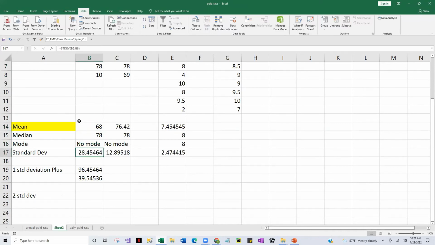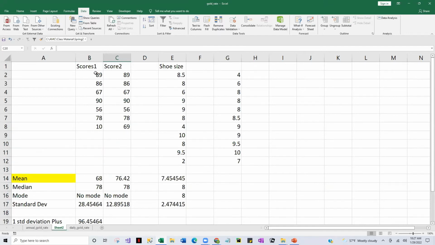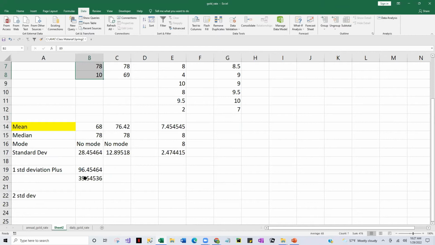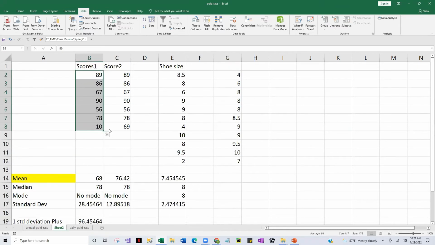So what I'm saying is, if you know the mean and the standard deviation of the data, if you add the mean and the standard deviation, that is the high range, and if you subtract the standard deviation from the mean, that is the low range. So we are saying 68% of our data is going to be within this range. It is going to be between 40 and 96.